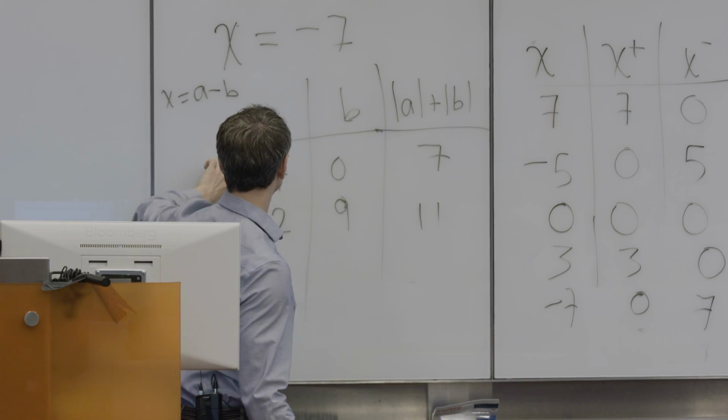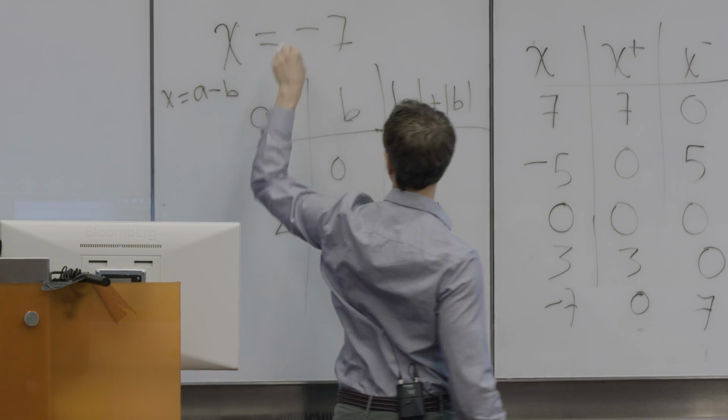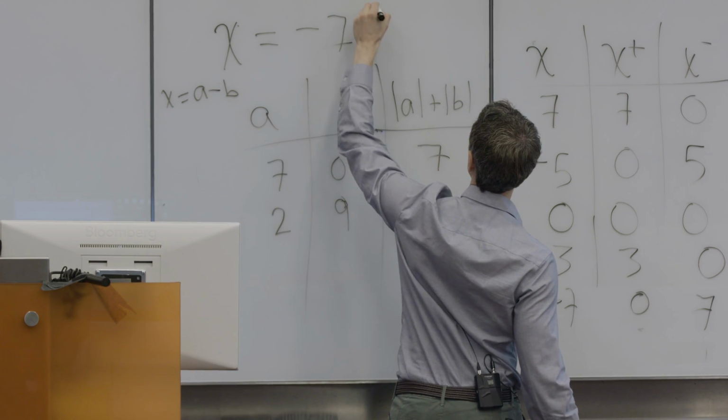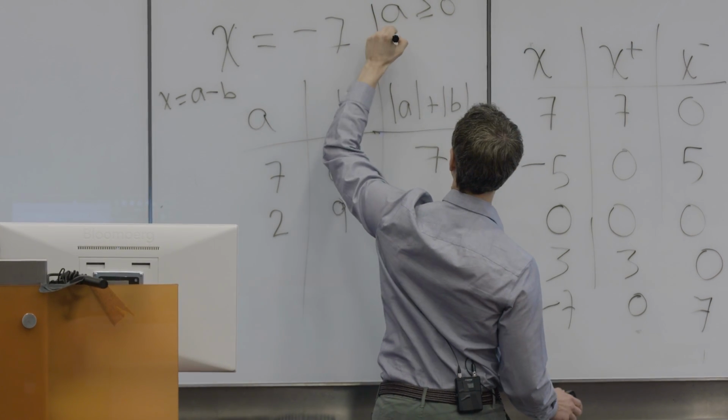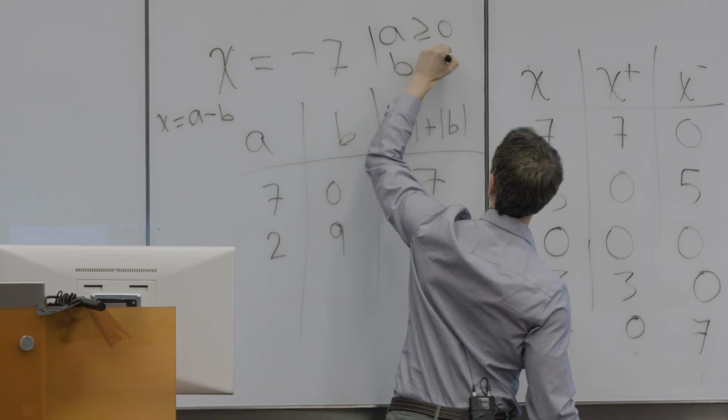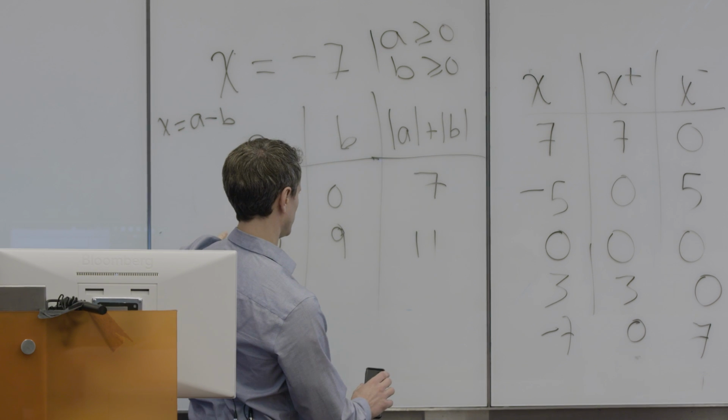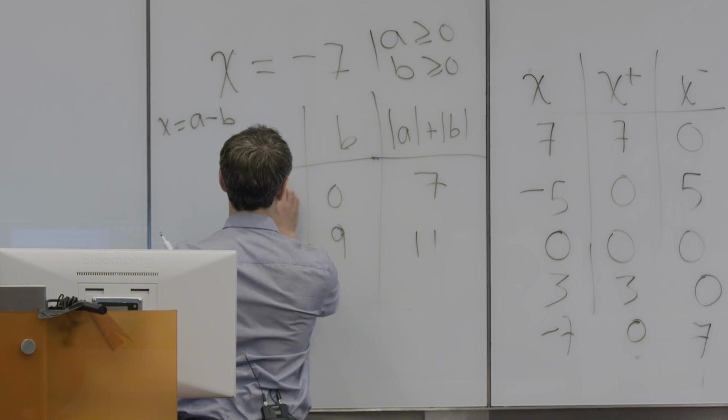So what I wrote here is, this whole thing is with the additional constraint that a is greater than or equal to 0, and b is greater than or equal to 0. So what I wrote here was not right. 0, 7. Thank you.